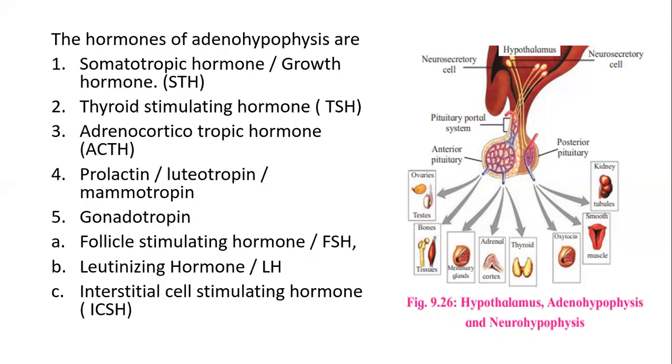The next hormone is antidiuretic hormone or vasopressin. It stimulates the reabsorption of water in the distal convoluted tubule and collecting duct of uriniferous tubules of the kidney. It decreases the loss of water by reducing the urine quantity. It increases the blood pressure by causing vasoconstriction.